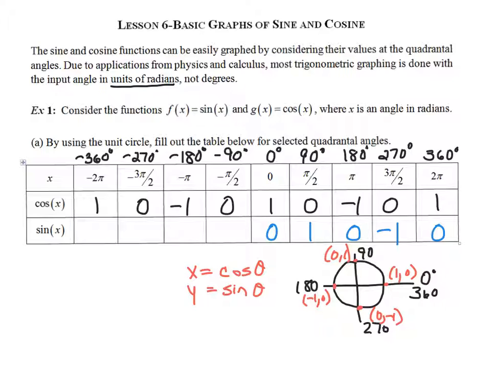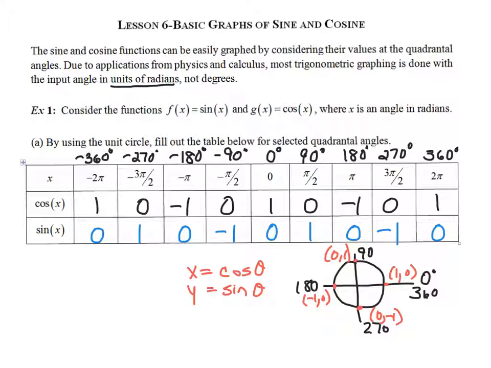So at negative pi over 2, I should be getting an answer of negative 1. At negative pi, that should be 0. At negative 3 pi over 2, I'm back at 1 again. And at negative 2 pi, back at 0. I'm going to look at just one line at a time when I go ahead and do my graph.